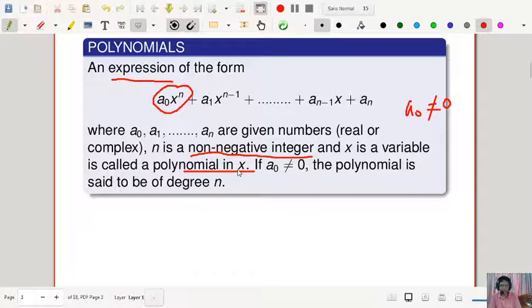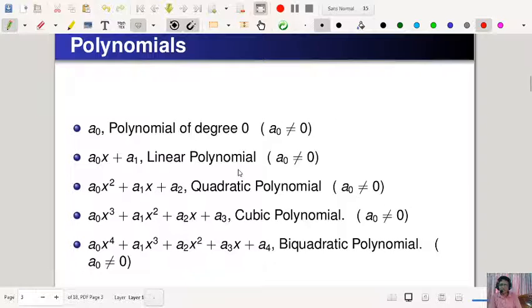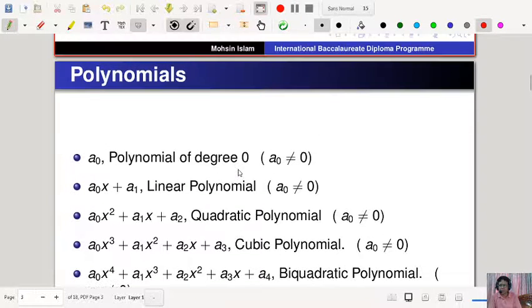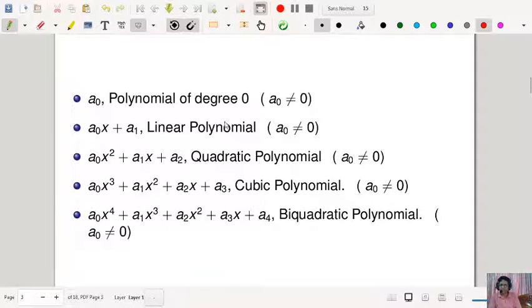Okay, let us now go to different examples of polynomials. So look at that. What are the polynomials of degree 0? That means a constant. Suppose I write 2. Then it is a polynomial of degree 0 because there is no x. x to the power 0 is actually 1, so you can write this as 2x to the power 0. So only a constant represents a polynomial of degree 0.